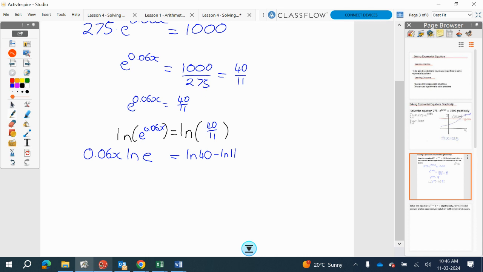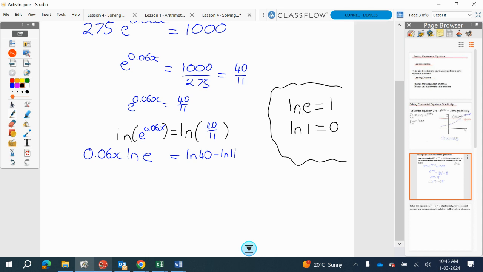How can we simplify ln e? 1. It is imperative that you memorize these basic ideas. Ln of e is equal to 1. What is ln of 1 equal to? e to the 0, so 0. e to the 1, just e to the 1. The log in any base of the base is 1.